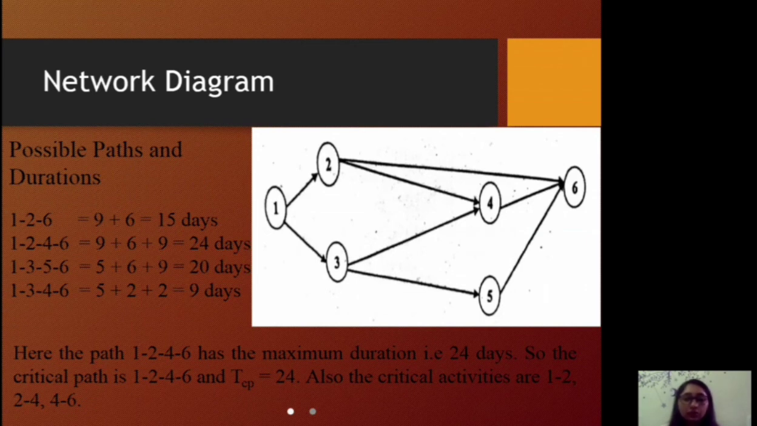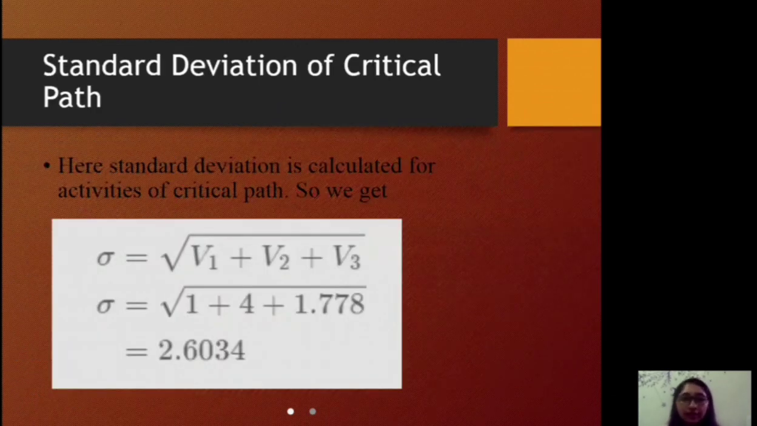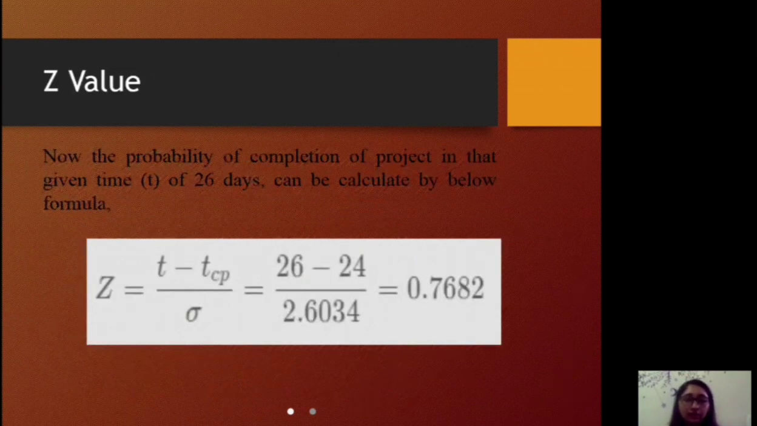Now we have to select the critical path. The critical path is that which has the maximum duration, that is 24 days. So here the critical path is 1 to 2, 2 to 4 and 4 to 6. After that we have to find the standard deviation of the critical path. Here is the formula: sigma equals the square root of V1 plus V2 plus V3, and as we put the values we get 2.6034.